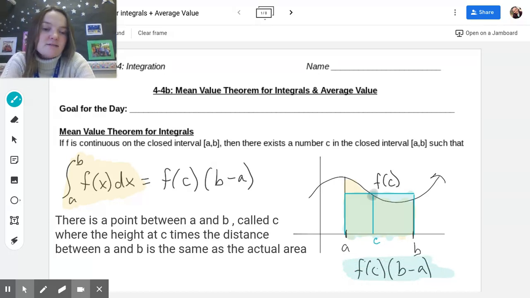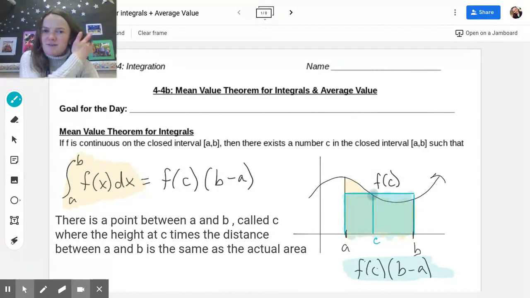So what this is basically saying is that there is some blue rectangle out there such that if I take the blue rectangle from a to b and I multiply the distance from a to b times the height of the rectangle, that area will be the exact same area as the yellow area under the curve.